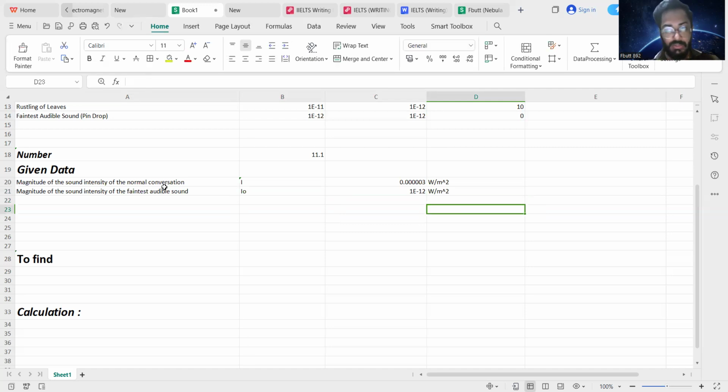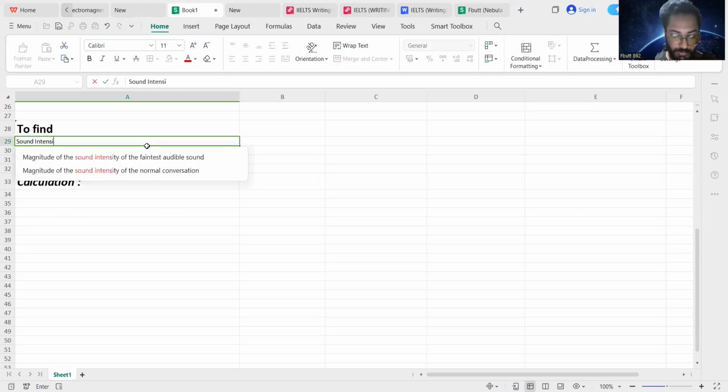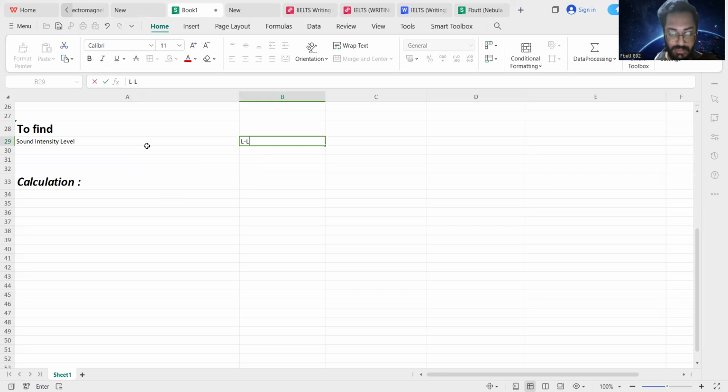Here we will see some restrictions or limitations while using the Excel sheet, because Excel does not provide that diversity in the calculations. Using these restrictions, we will do our work in a comprehensive and effective manner. What do we have to find? We have to find the sound intensity level, which is L minus L naught.